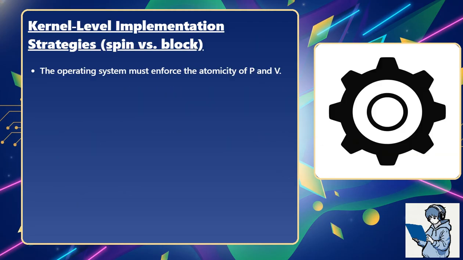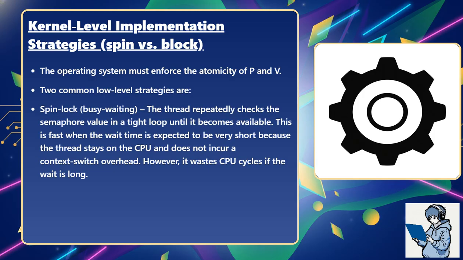The operating system must enforce the atomicity of P and V. Two common low-level strategies are: spin lock, or busy waiting, where the thread repeatedly checks the semaphore value in a tight loop until it becomes available. This is fast when the wait time is expected to be very short because the thread stays on the CPU and does not incur context switch overhead. However, it wastes CPU cycles if the wait is long.